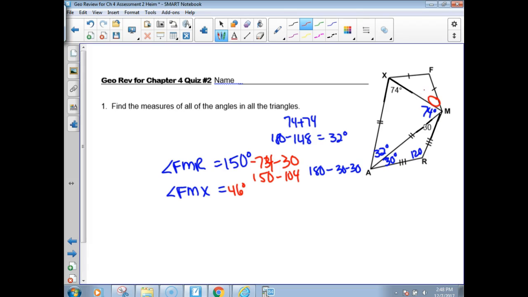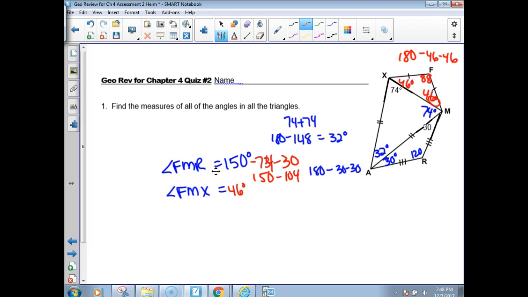Okay, and then this angle would be congruent to this angle because that's an isosceles triangle up there, and you could actually find angle XFM as well. And how you could do that is 180 minus 46 and 46. And I'm not saying you're going to have to find every one of these angles, but I could be asking you any of them. Okay, so that would be 88, if you did 180 minus 46 minus 46.